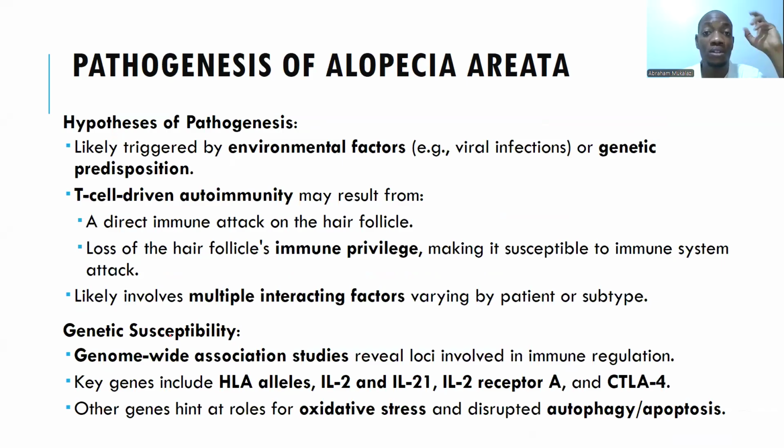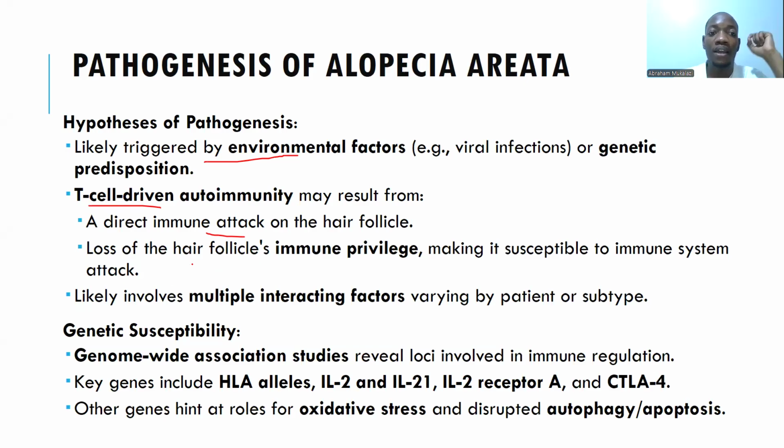and these are all not proven. So there's a thinking that, one, there's an environmental trigger, like either a viral infection, a bacterial infection, or a parasitic infection that occurs in an individual who is genetically predisposed. And in this case, the current thinking is that this is a T-cell driven autoimmune condition that results from a direct attack of the T cells on the hair follicles.